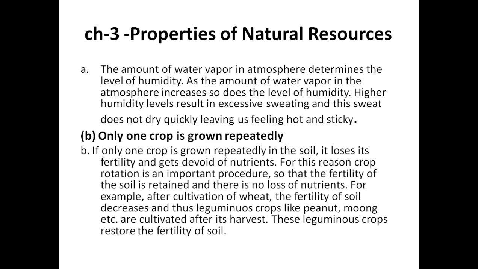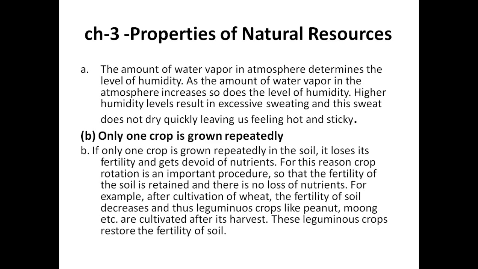Now, only one crop is grown repeatedly. What does it mean, only one crop is grown repeatedly in the soil? क्या होगा अगर हम एक ही क्रॉप को बार बार किसी एक सॉइल में ग्रो कर used to grow. So if only one crop is grown repeatedly in the soil, it loses its fertility and gets devoid of nutrients.